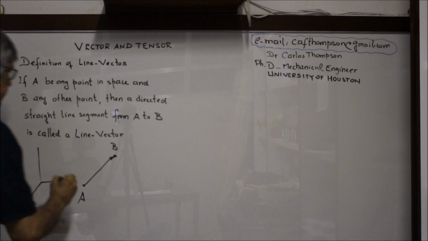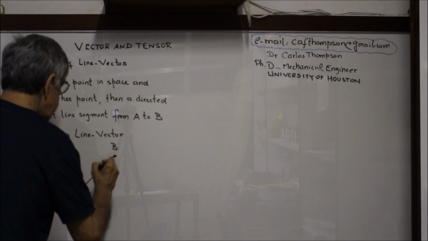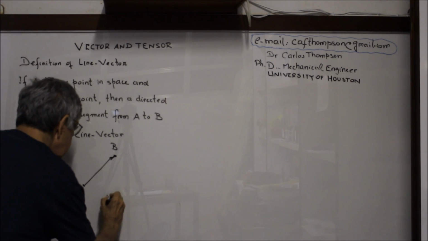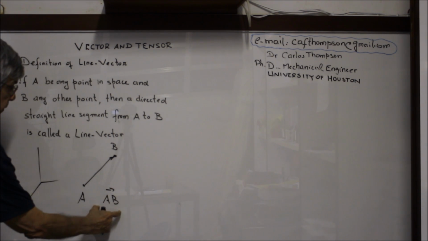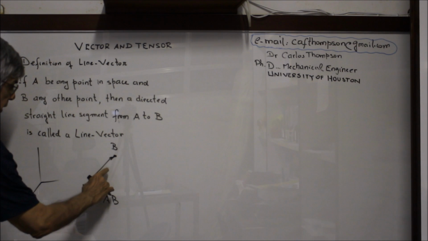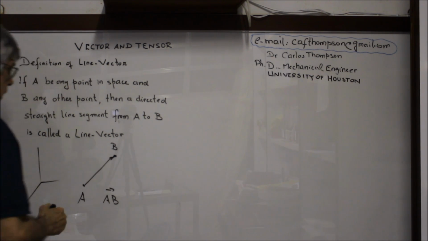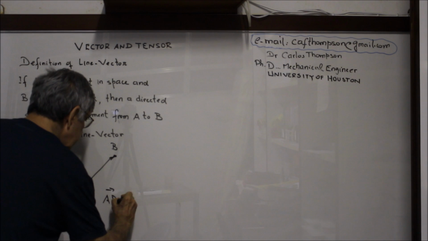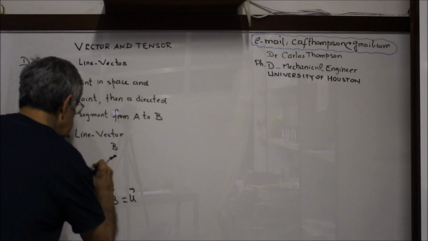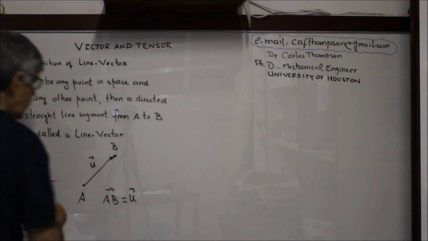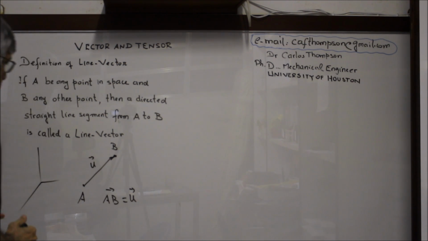Now, the directly straight line segment from A to B is called a line vector, AB. If you write it like this, it represents the line vector from A to B. So AB, let's call it a small letter U. AB is equal to U.